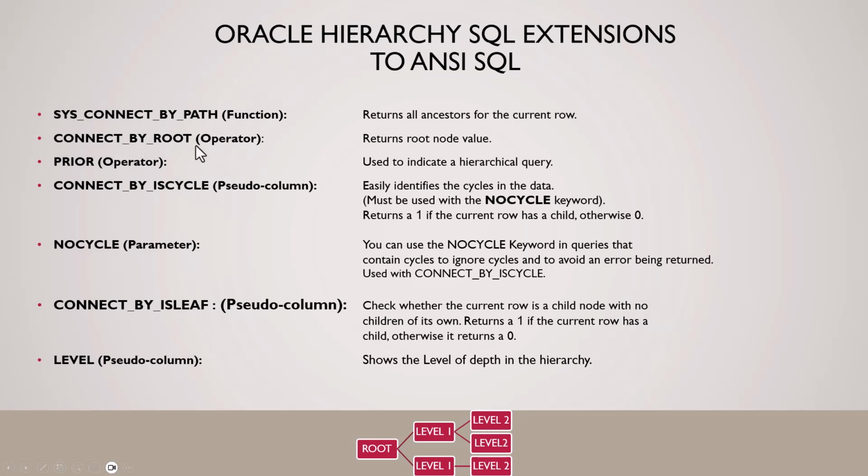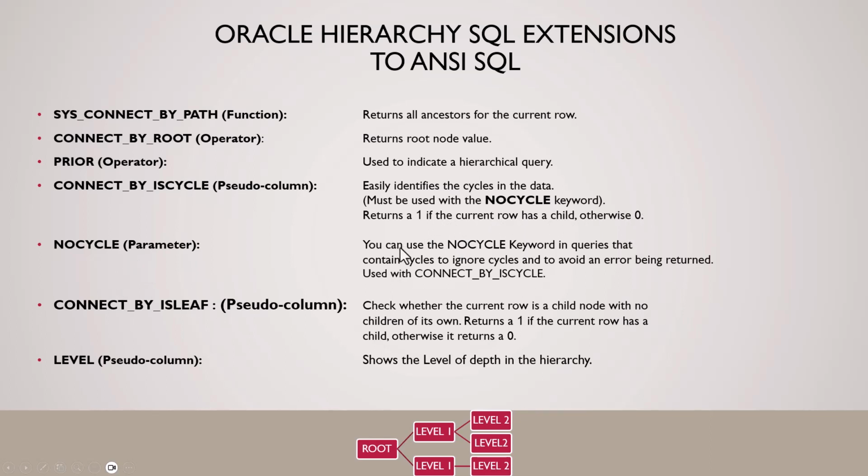There's also something called CONNECT_BY_ROOT, which will return the root node value. The PRIOR, we already looked at some of this. There's one that came up with 10g called CONNECT_BY_ISCYCLE. And that's a pseudo column that identifies the cycles in the data. And it's going to return a 1 if the current row has a child, otherwise it returns a 0.